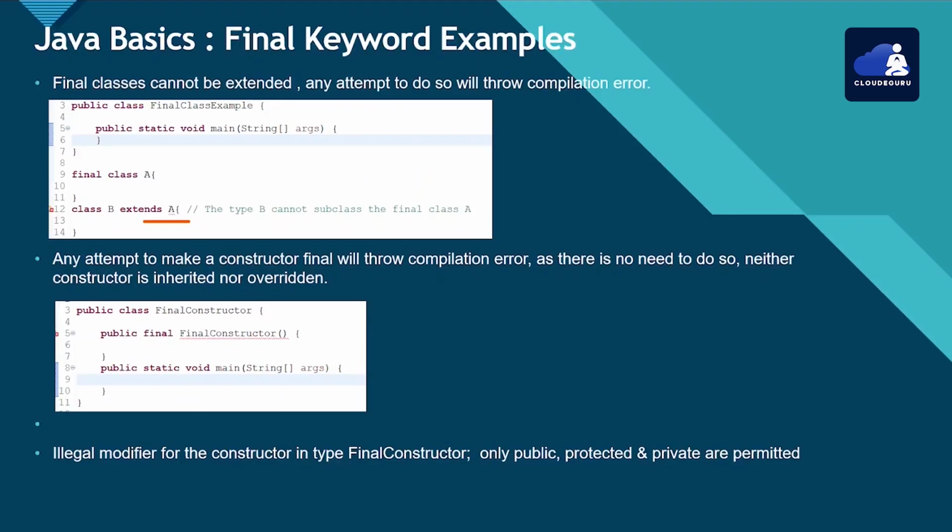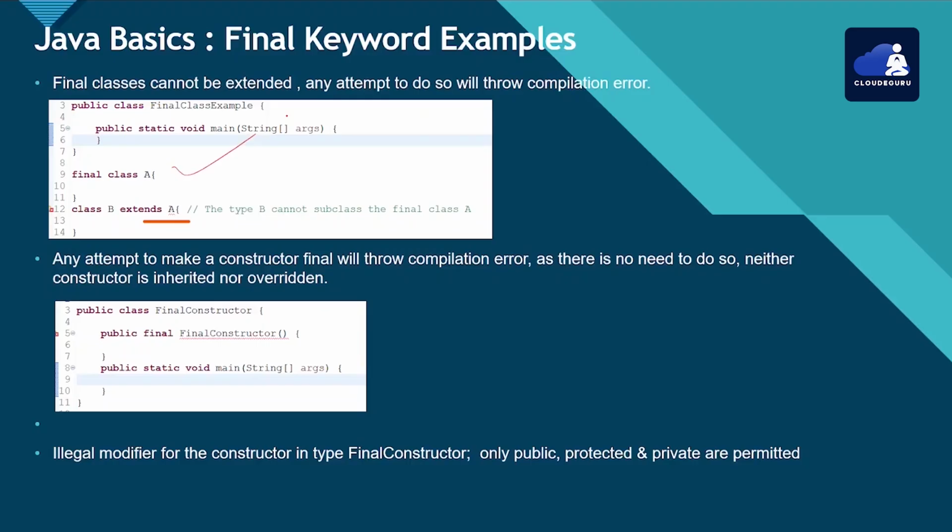Now let's understand what happens if you make a class final. So the rule says if you are making any class final, then you cannot extend that class. Many times there will be a requirement that you don't want your class to be extended. You have some implementation and you don't want anybody to change that implementation of your class. So in that case, you can make your class final. You will see an example here.